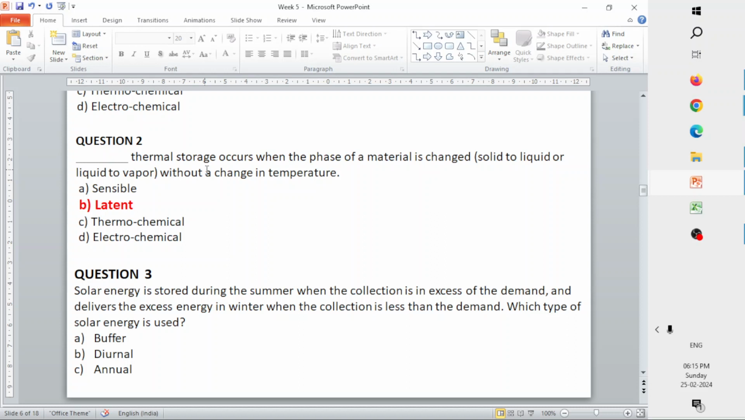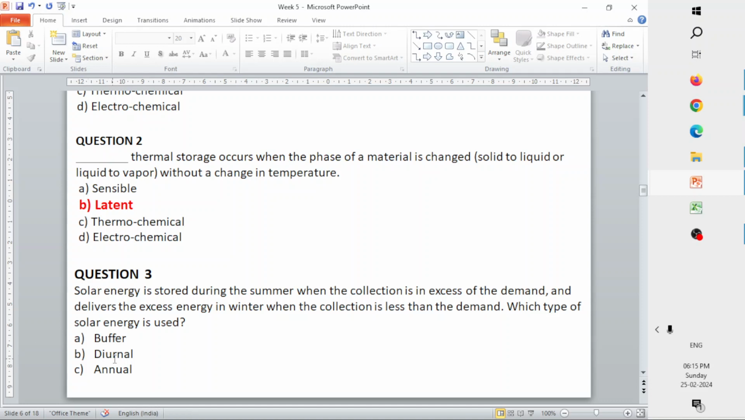Now to match your demand and supply, you need the energy from here. So this is what is called annual energy storage. That is, in summer, collection is more compared to demand, and that excess energy is getting stored. This excess energy is getting utilized in winter, where the supply of solar radiation is less than the demand.